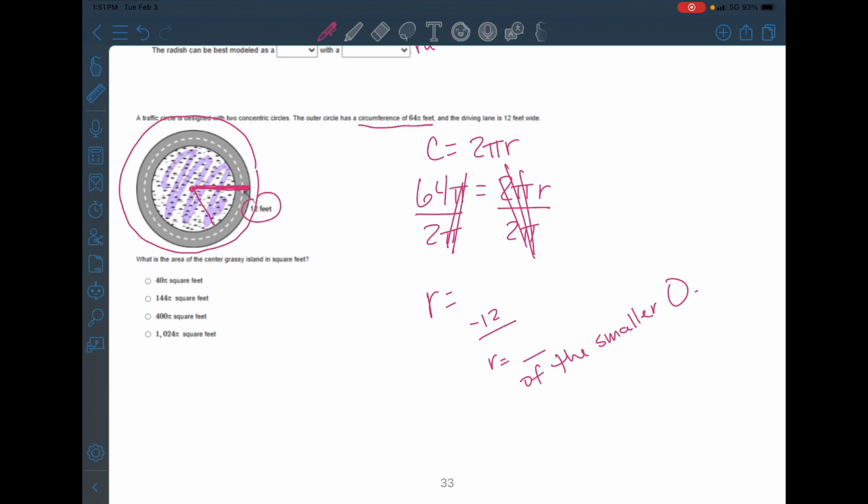So now that we have the radius of the smaller circle, we're going to put that into pi r squared. And since all my answers have pi in them, do not multiply the pi out. Do r squared, and that will give you the number you need.